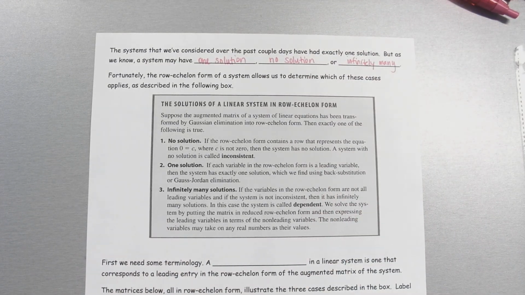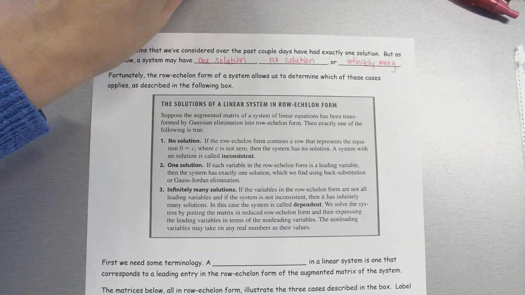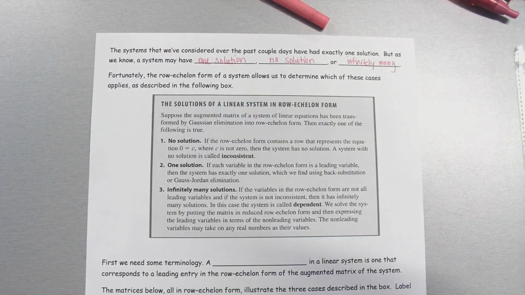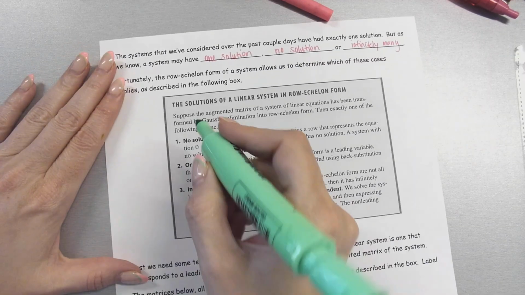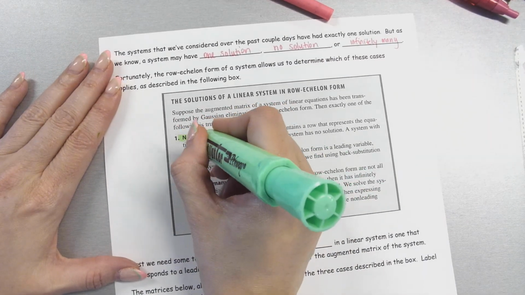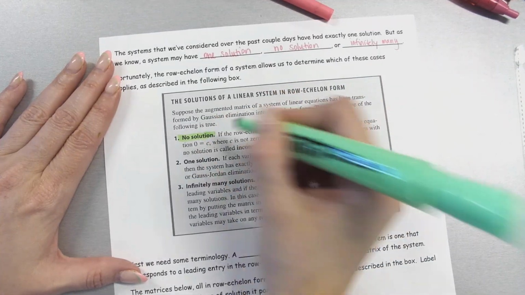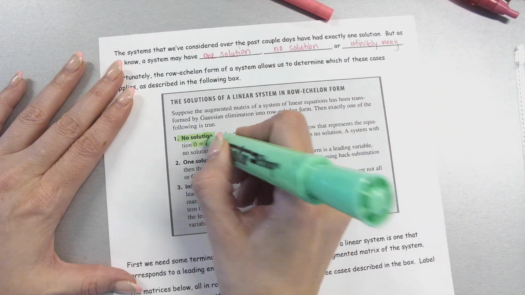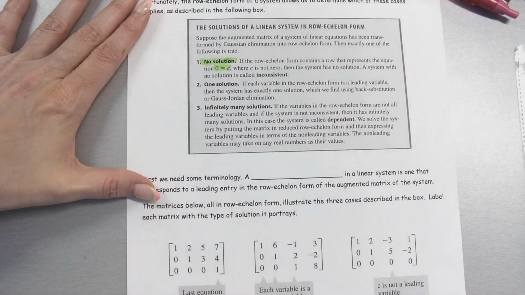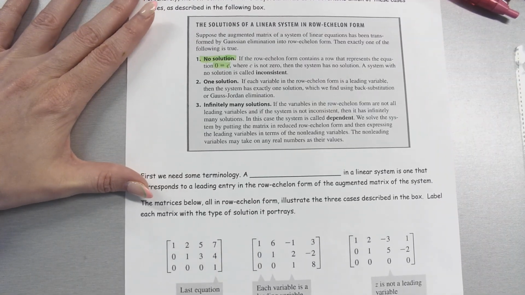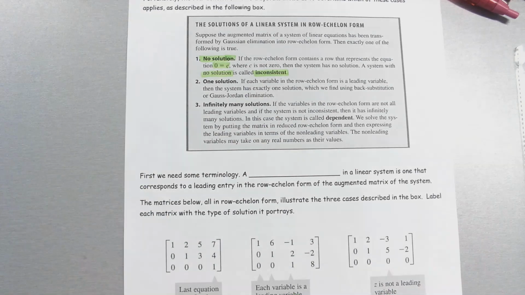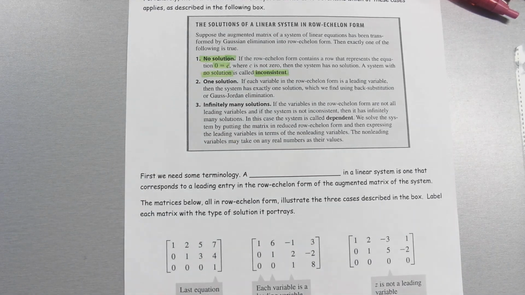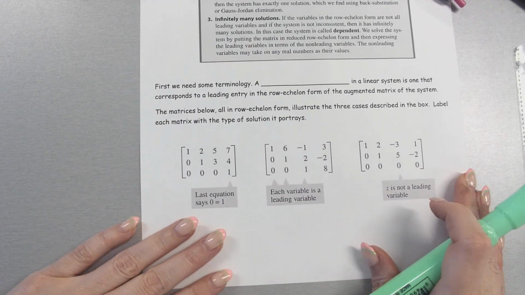Okay, so when you have it in row echelon form, you can determine which one of these systems you have. So if you are in a no solution situation, you will have a row that represents 0 equals some constant, okay? And that is not true. So it's no solution and it's called inconsistent. Okay, we're going to look at that below.